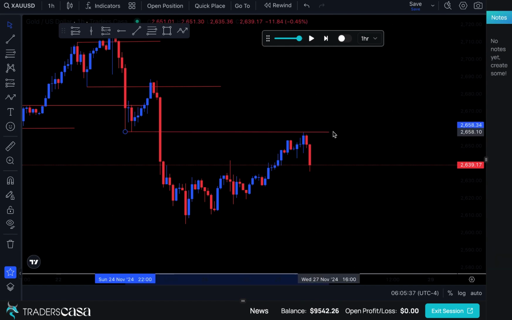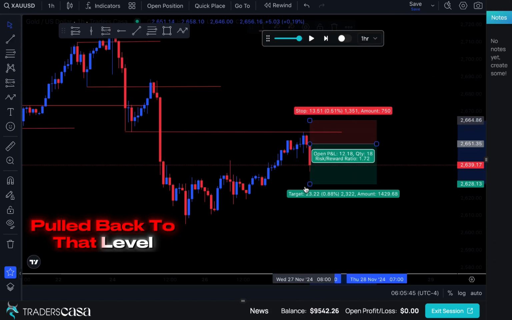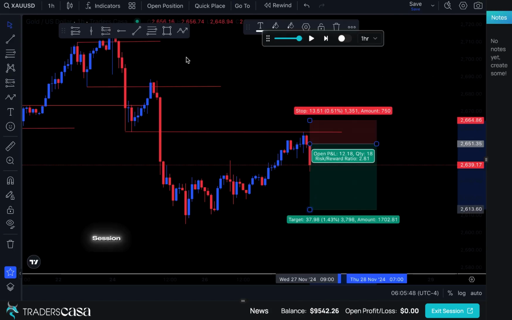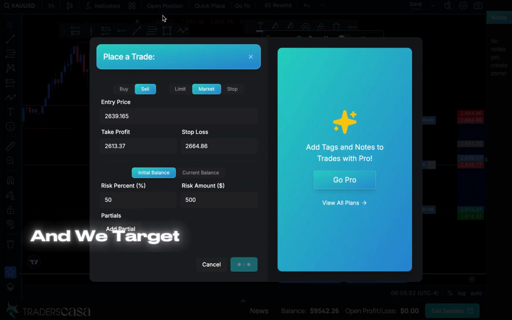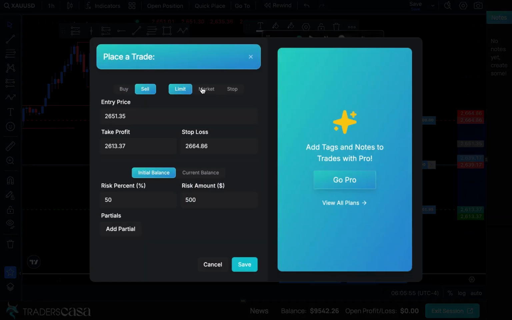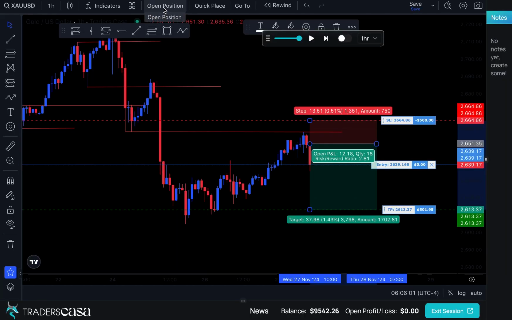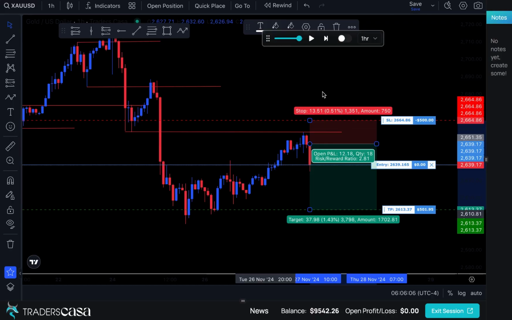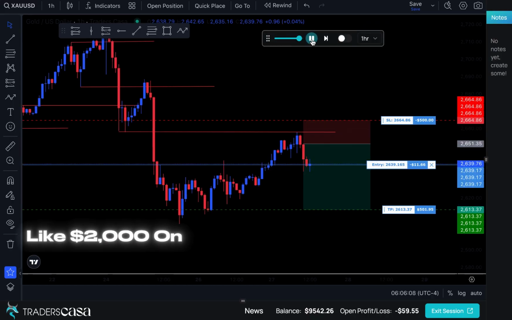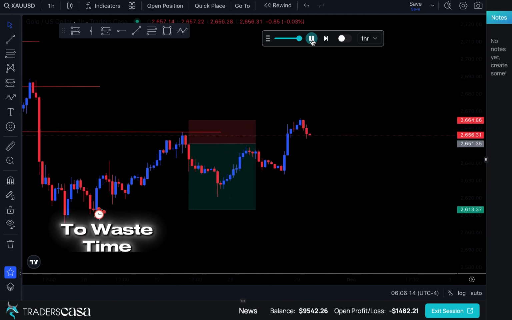Let's see. Okay, the price has pulled back to that level. This is during New York session. You can take a sell from here, from this level, and we target 1:2. So this might be our 10,000. So we can risk more on this trade, maybe to get more than 10,000. Let me just risk like $2,000 on this trade, or let me risk 1,000. I don't really want to waste time.